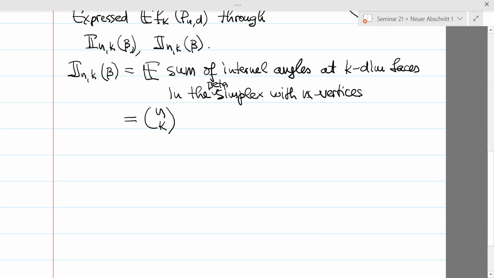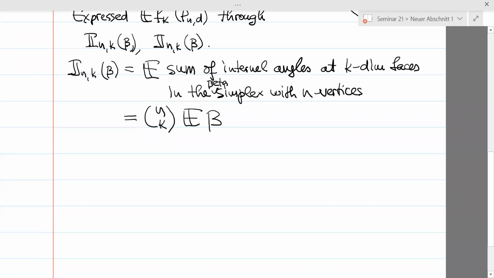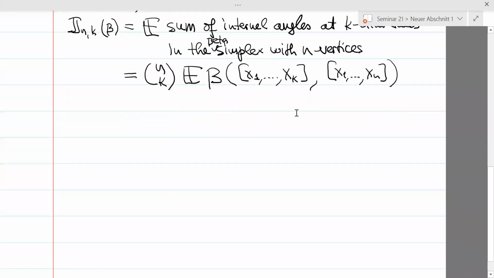There are n vertices and any k of them form a k-vertex face, so the number of faces is the binomial coefficient, and then we take the expected angle of the simplex [x1, ..., xn] at a face [x1, ..., xk]. So we take the simplex with n vertices and take its angle at a k-vertex face, where the xi are beta distributed in the space R^{n-1}, so that their convex hull is indeed a full dimensional simplex.